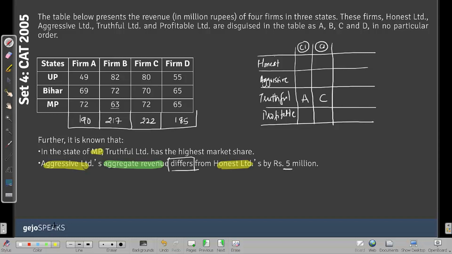So we are interested in which sums differ by 5 million. Immediately you see these 2 things, 190 and 185, differ by 5 million, and 217 and 222 also differ by 5 million. So there are 2 cases here. One case is where firm A and firm D could be aggressive and honest, or the second case would be firm B and firm C could be aggressive and honest.